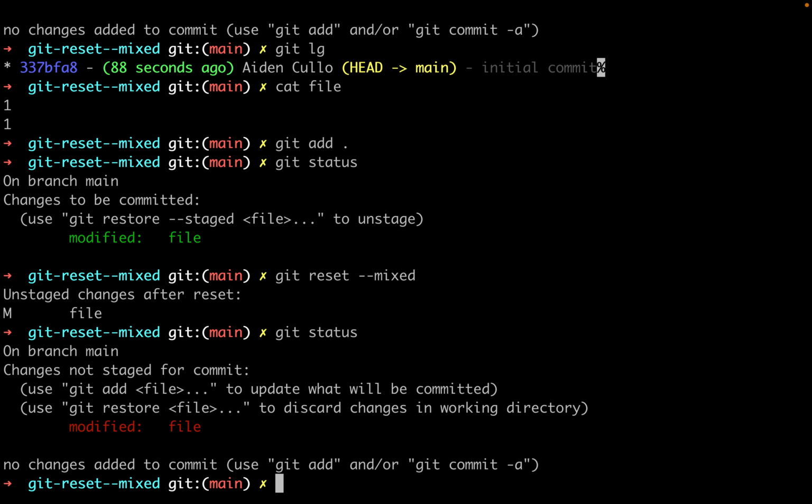In layman's terms, it basically means if you have staged changes, they will be unstaged. If you don't pass a commit, it defaults to the HEAD commit. So it'll basically unstage changes. If you have changes that aren't even staged and are just in your working directory, it won't do anything. And of course, if you don't have any changes at all, it also won't do anything.